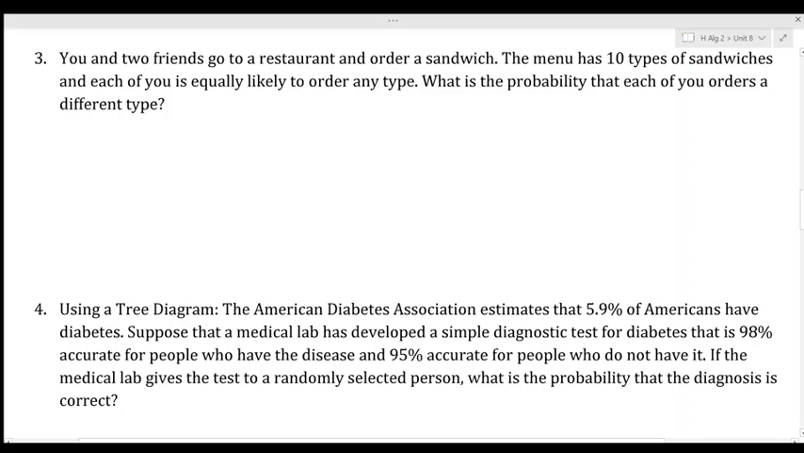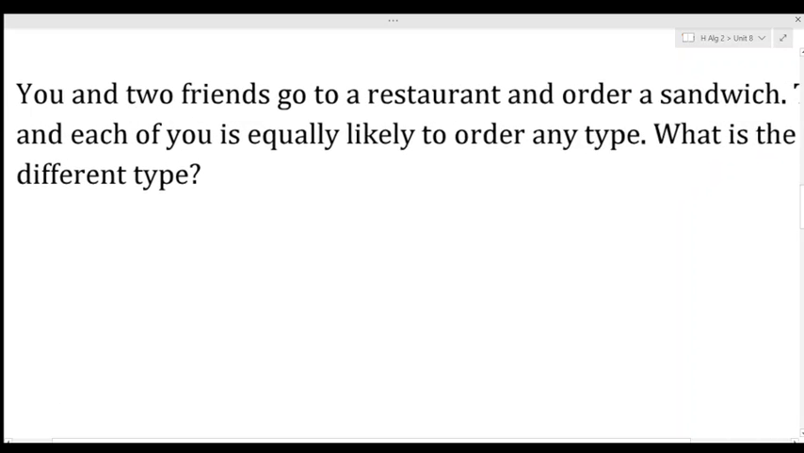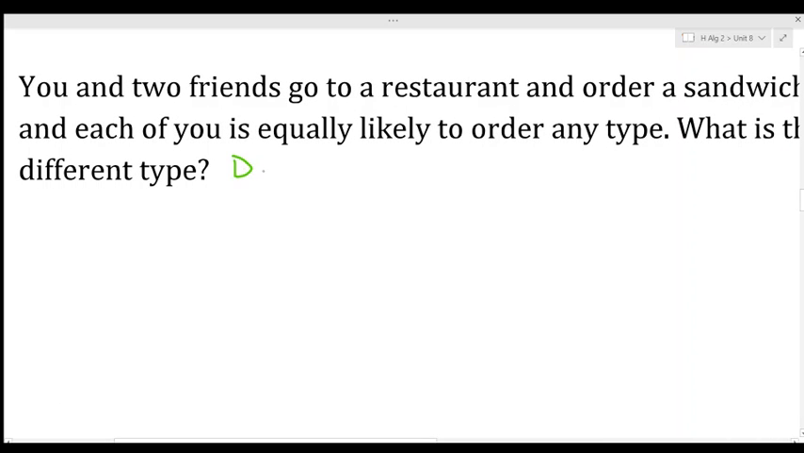Okay, let's look at 3. You and 2 friends go to a restaurant because restaurants are now open and order a sandwich. The menu has 10 types of sandwiches and each of you is equally likely to order any type. What is the probability each of you orders a different type? Okay, so this is a case where you're going to have dependent probability, so we're going to have conditionals.